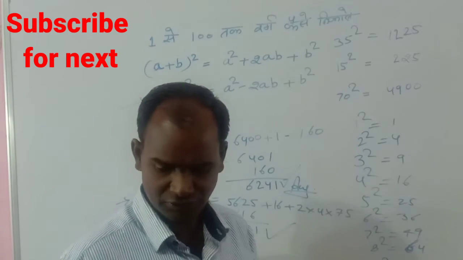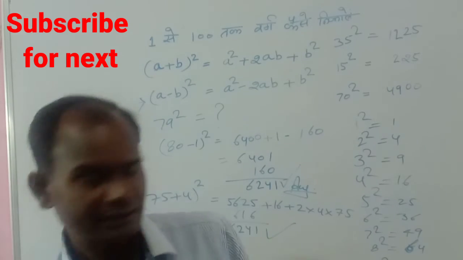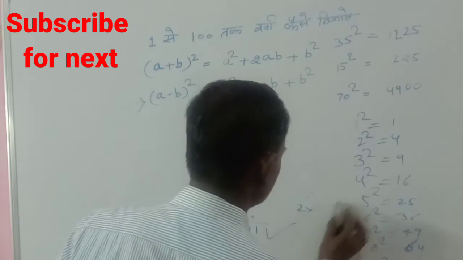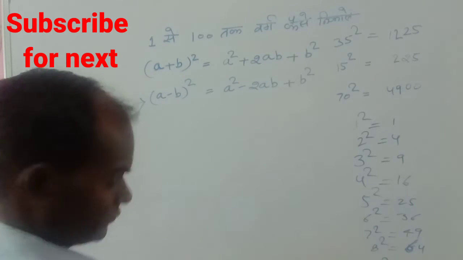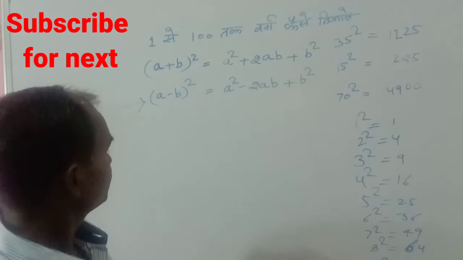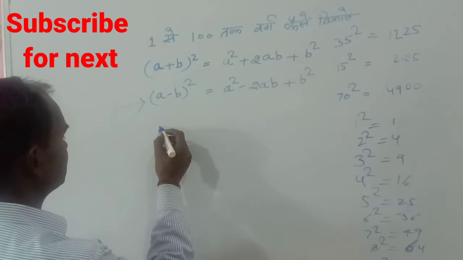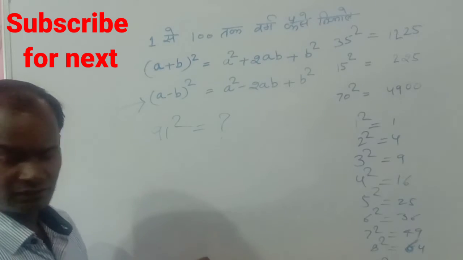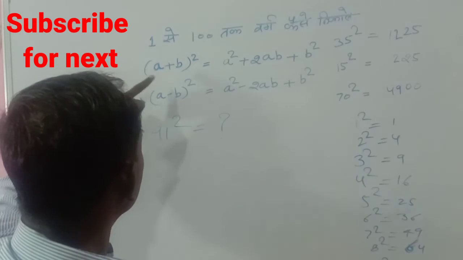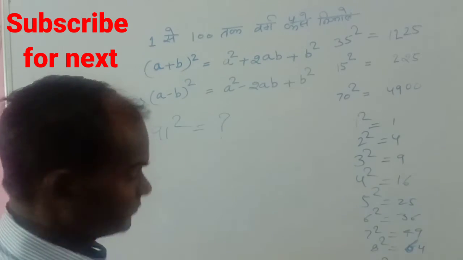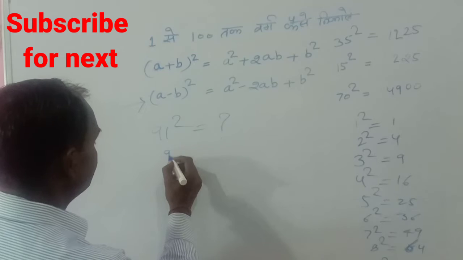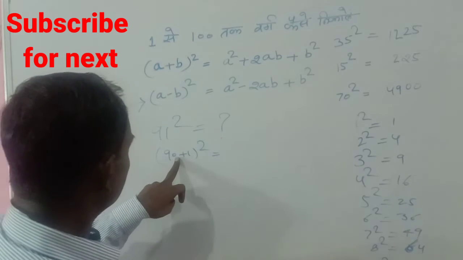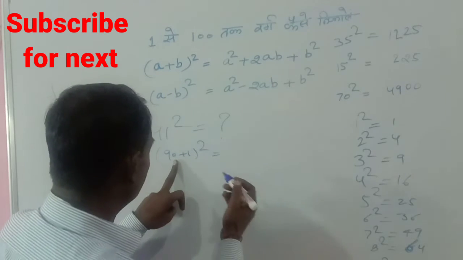You can easily use it. Now we take another example. Suppose you want 91 squared, what is it? Then there is a simple formula. Okay, (a plus b) whole square. So 90 plus 1 squared. So how much? 90 squared, 90 squared is what?